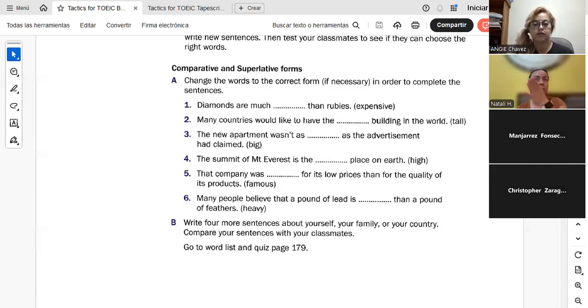And is it correct? I am much more fast. No, I'm much faster. Much faster than the rest of the group, or than the rest of my family, right? Much faster.